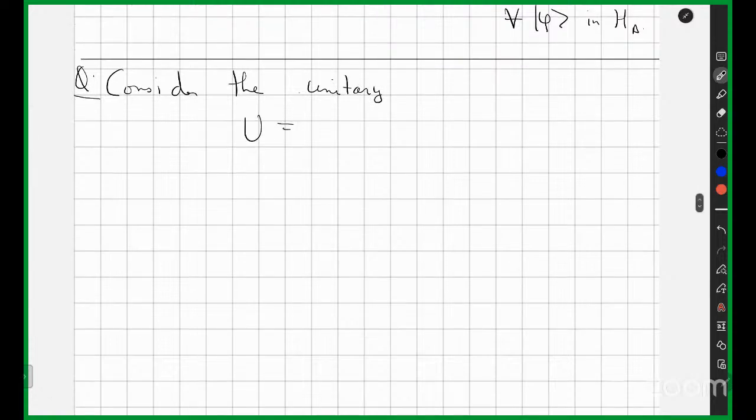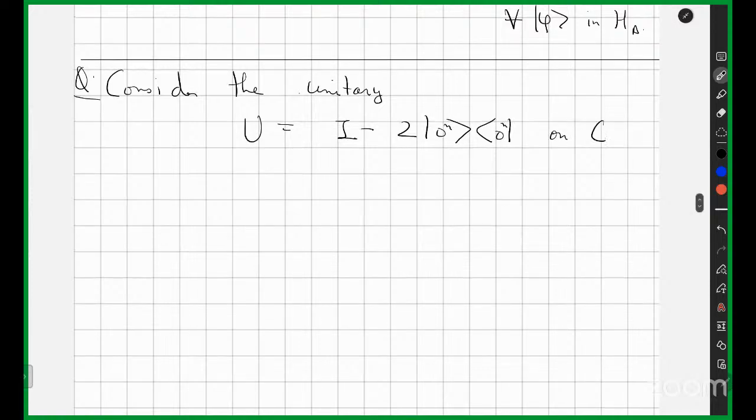Q, which is I minus 2 times |0><0|, on C to the D. So this is clear, right? By 0 to the n, I mean 0 n times. Is this a unitary? It's claimed it's a unitary, so that's proved by whatever. But is it a unitary?